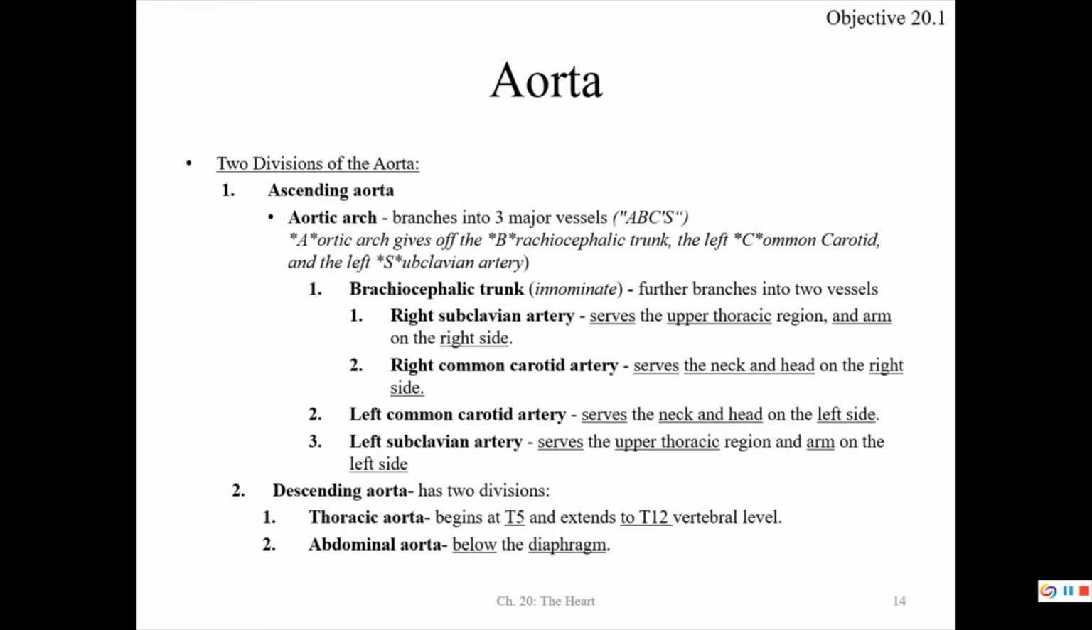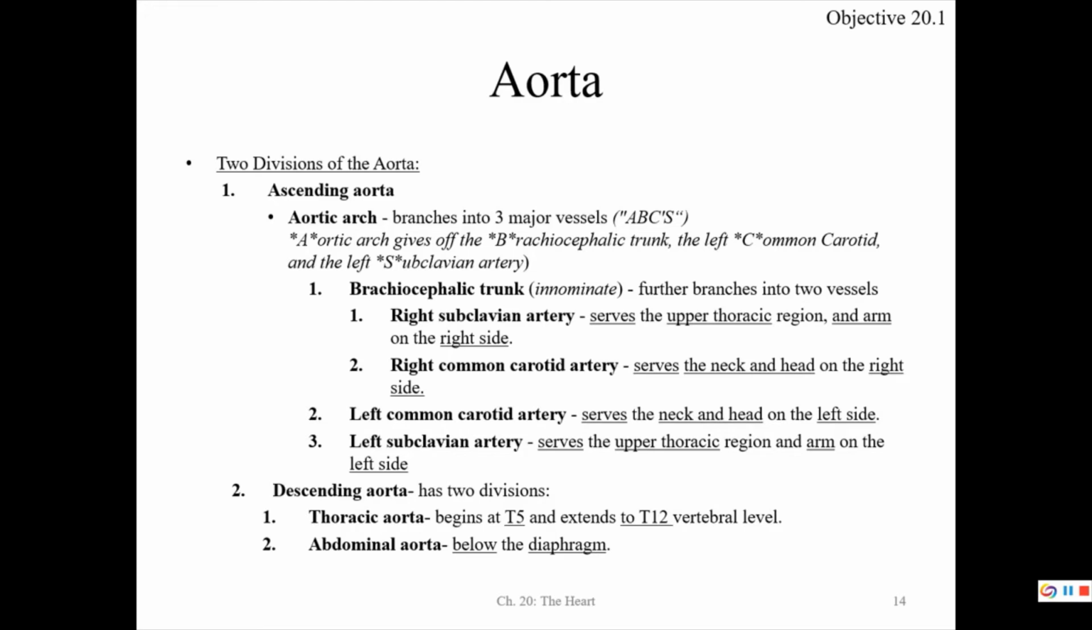Brachio, arm; cephalic, head. So it gives rise to the right subclavian and right common carotid. Right subclavian is the brachial aspect of the brachiocephalic, and the right common carotid is the cephalic aspect of the brachiocephalic trunk. So the right subclavian artery supplies the upper thoracic region down to the arm on the right side, and the right common carotid gets the head and neck on the right side.